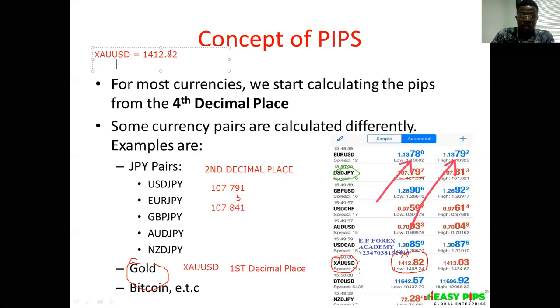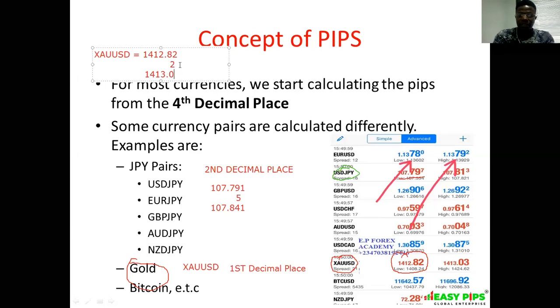So this 8 right here would be the first decimal place, right? So if the value of gold increases by 2 pips, the new value for gold would be what? 1412, no, it will be 13 now, 0.02. The new value for gold will be 1413.02.